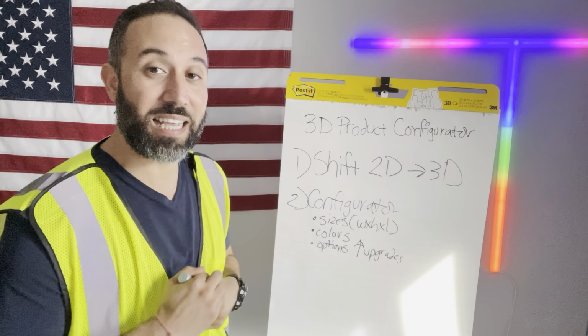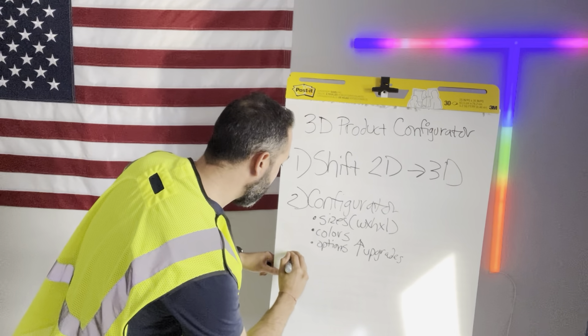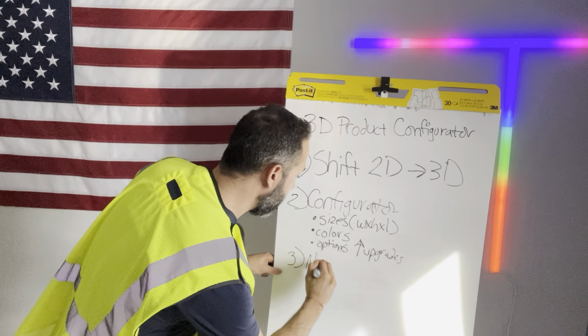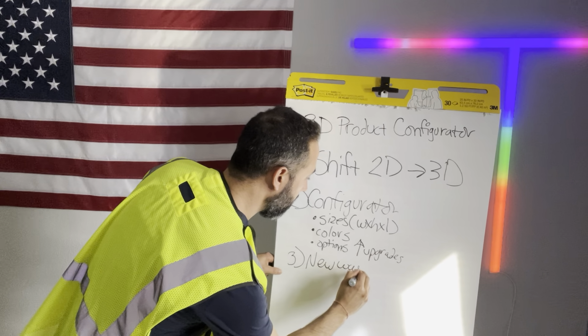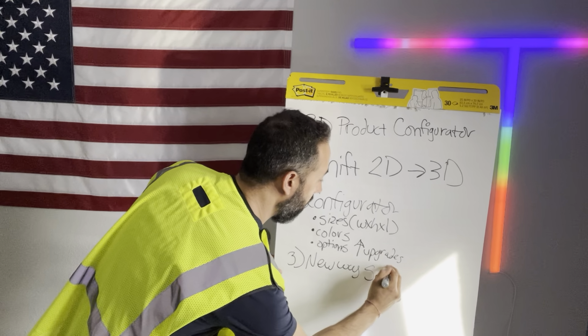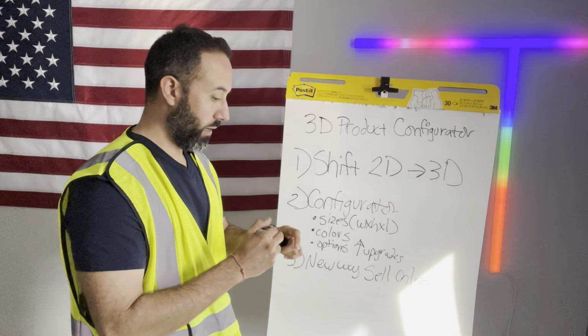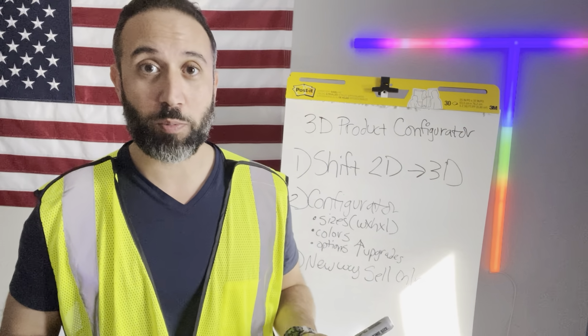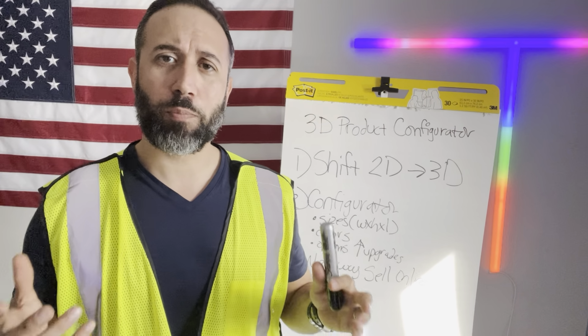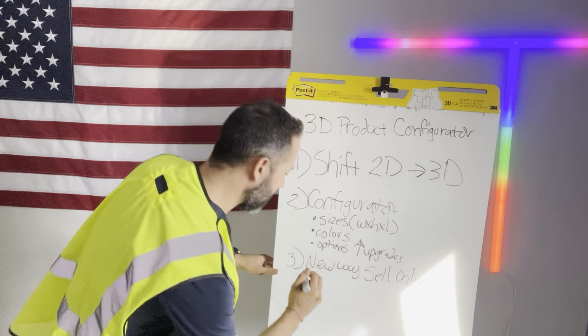So the last thing that a 3D product configurator is, is a new way to sell online, right? It starts with a pricing model. So you're going to go into the back end of a 3D product configurator and you're going to set up your pricing model based off a few things.